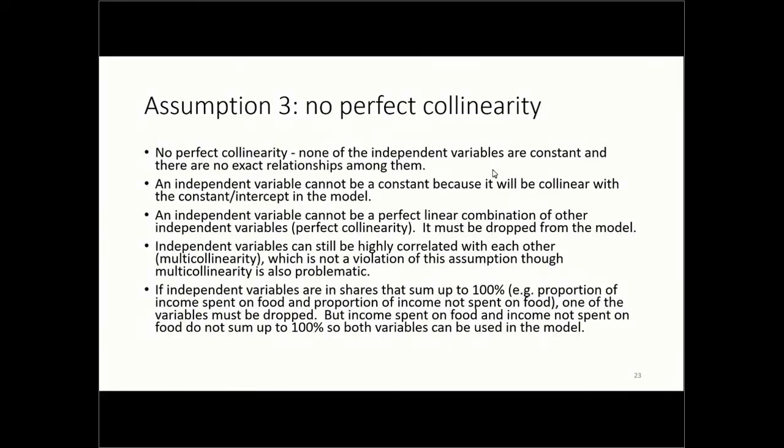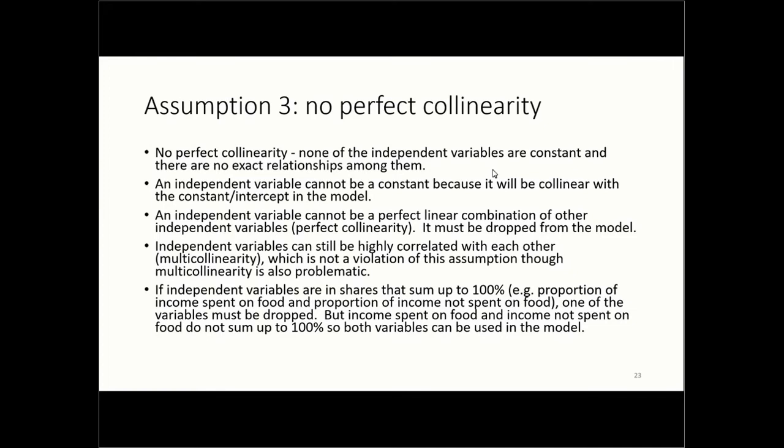Assumption 3 is no perfect collinearity. So what this means is that none of the independent variables are constant, and there are no exact relationships amongst them. So let's go over this carefully. An independent variable cannot be a constant because it will be collinear with the constant or the intercept in the model. So because we already have one constant in the model, we cannot have a second independent variable that does not vary for its observations. So each of the independent variables needs to have some variation in it.